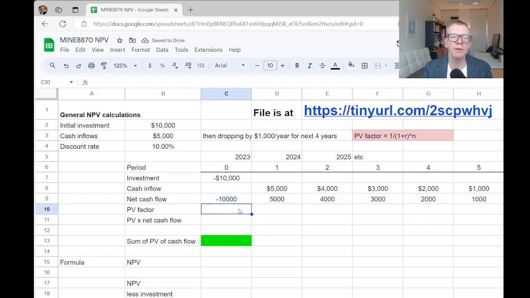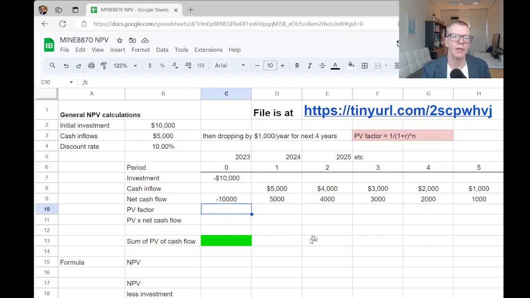I then need the present value factor. So that's the factor that turns dollars in the future, that is our 5,000, 4,000, 3,000, 2,000 and 1,000, into dollars today. Now, here's the formula that I'm going to be using. My present value factor will be 1 divided by 1 plus R, where R is the discount rate, to the power of n, where n is the number of periods. In this case, it's going to be years.